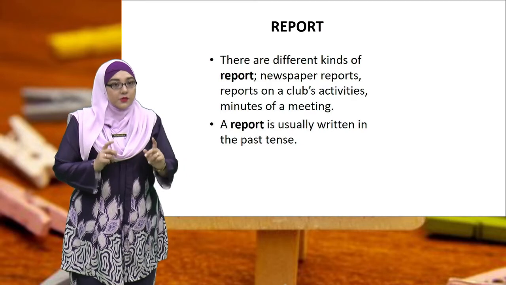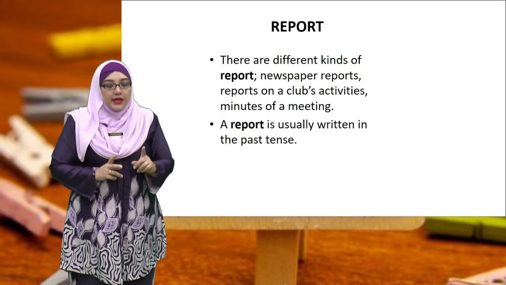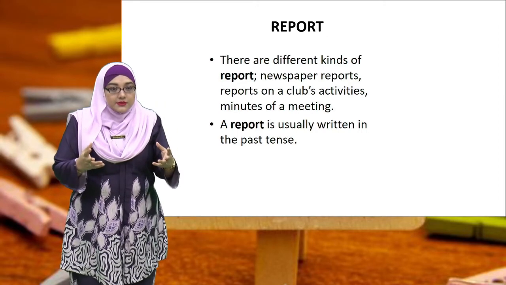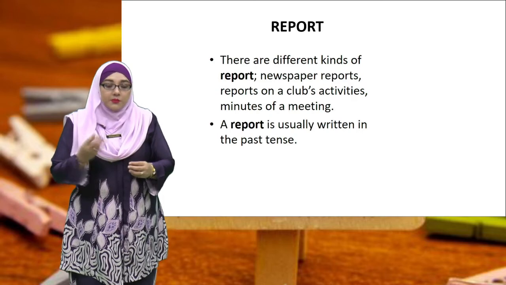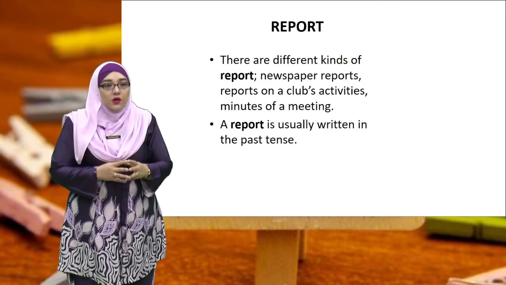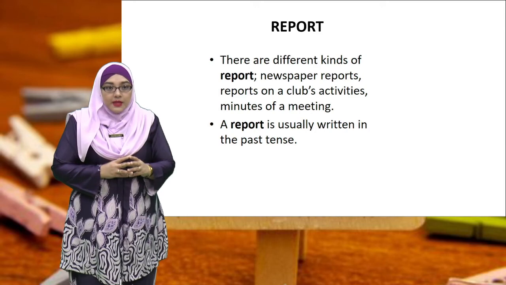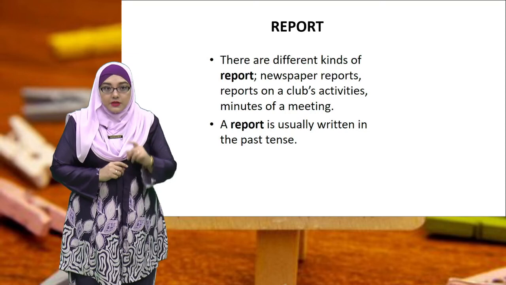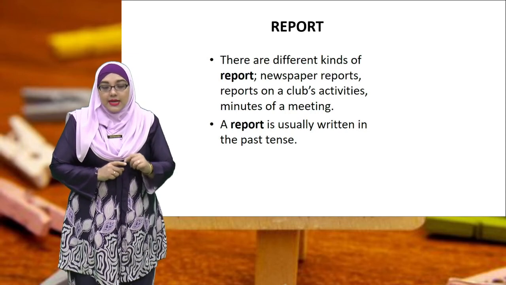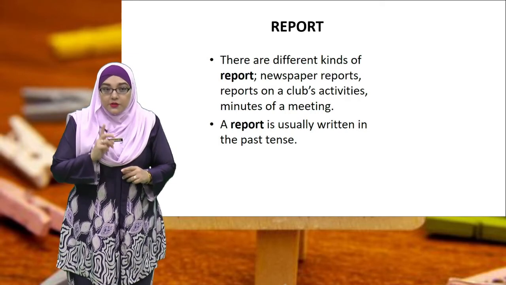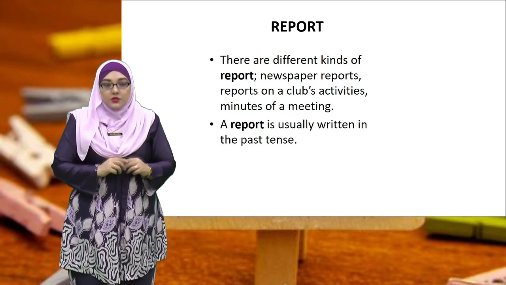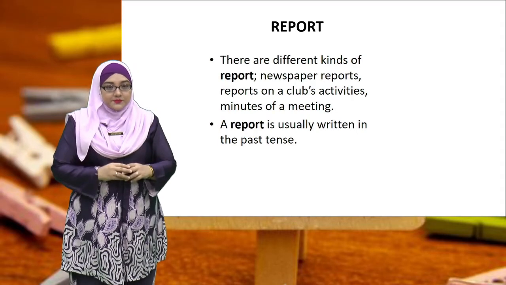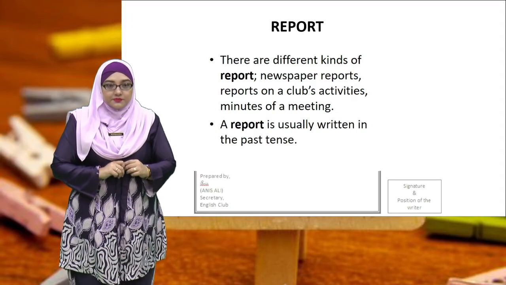Okay, so what is a report? So as you have learned in the previous show, there are different kinds of report. Okay, newspaper reports, maybe you can report on a club activities, or minutes of a meeting is also a report. And of course, a report is usually written in the past tense. Because remember, you cannot write on something that has not happened yet. So you have to write a report on something that has happened. So this is why we use past tense when writing a report. Okay, let's take a look at the question.